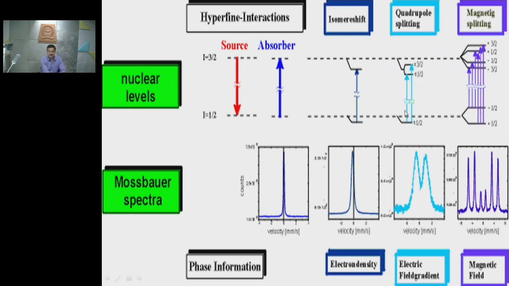Here is the quadrupole splitting, where the energy level splits due to the electrical field gradient of the surrounding electrons with respect to the nuclear quadrupole moment, which leads to these 2 peaks. And then this is the magnetic splitting, where when there is an applied magnetic field, the level splits into different energy levels, leading to such different peaks. So this picture gives an overall idea about why we get such peaks from here to here: hyperfine interaction, isomer shift, quadrupole splitting, and magnetic splitting.